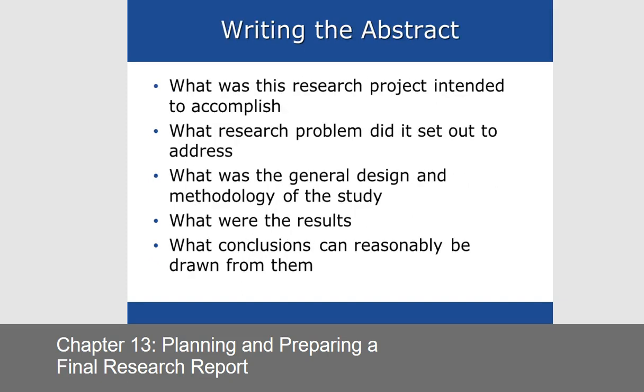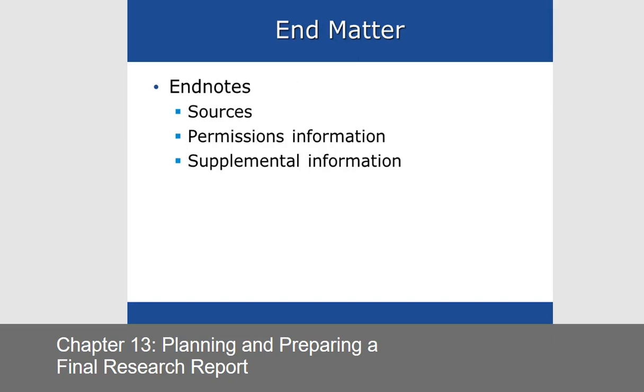Okay, so what's in the abstract? Here is just a brief summary of what the research project intended to accomplish, what research problem it set out to address, what was the general design and methodology used in the study, what did you actually find, which again, of course, is not part of your proposal, but it would be in a final report, and conclusions, again not in your proposal, but it would be in a final research report. Sometimes we need endnotes, not always, but there are times when you need them, if there are sources, permissions, or any supplemental information, but again, not always.